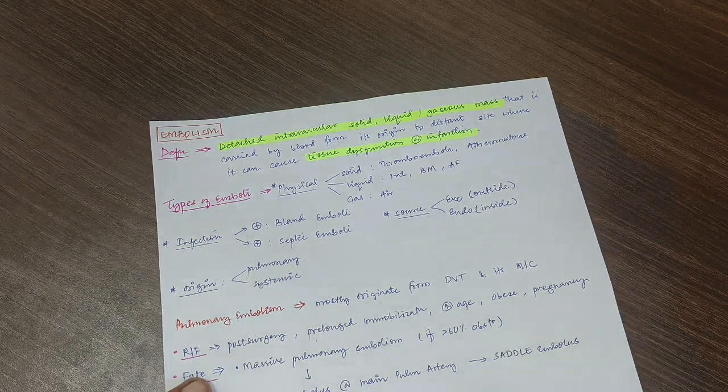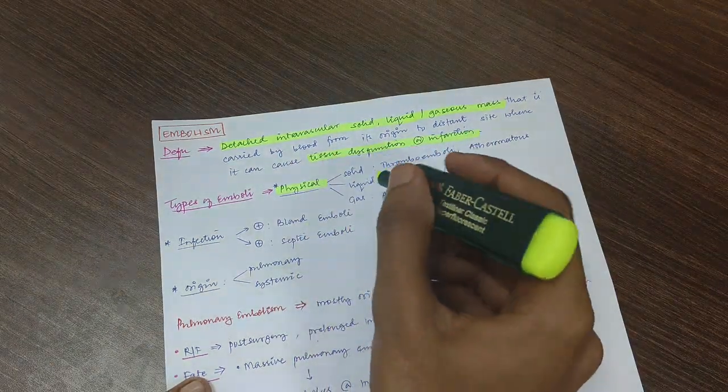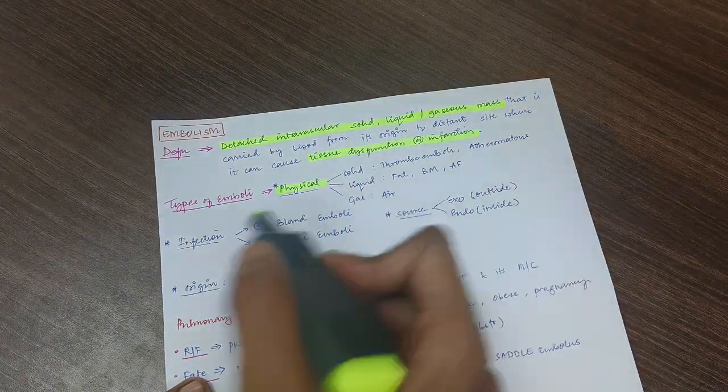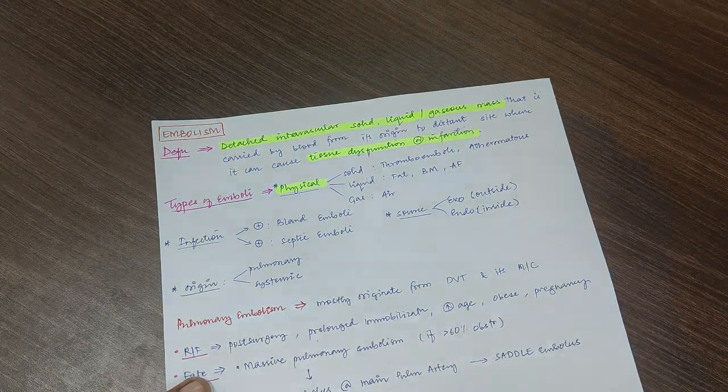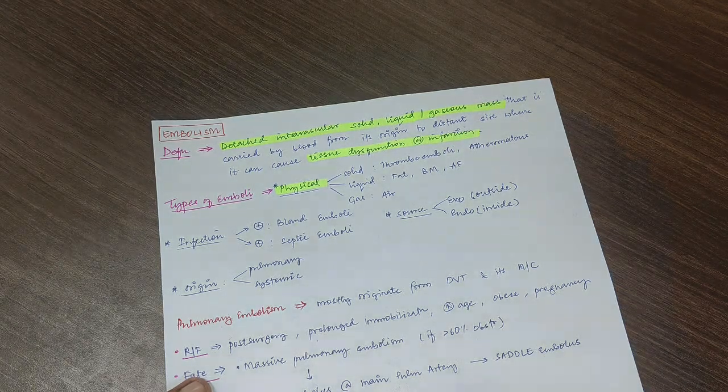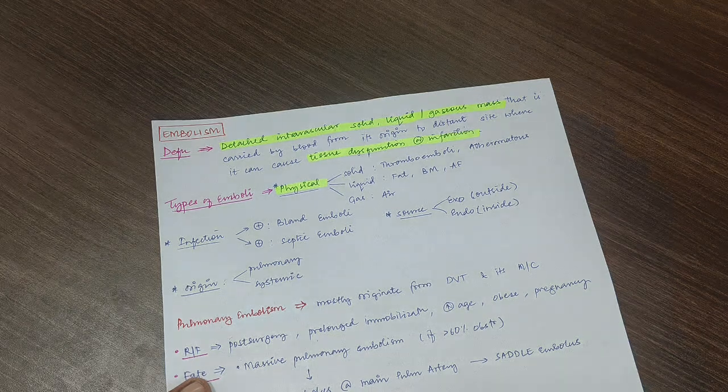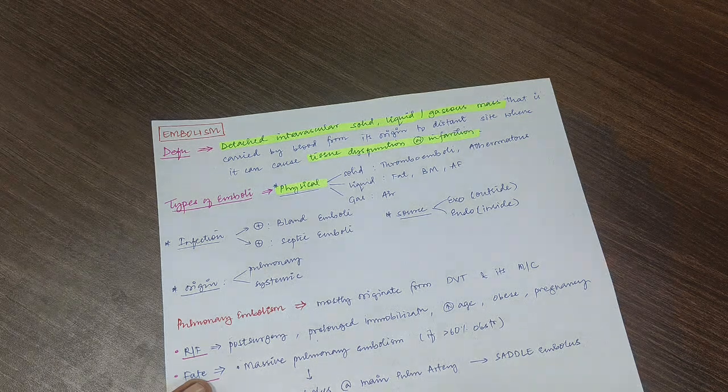What are the types of emboli? Based on the physical form, it is solid, liquid and gas. Solid, it is thromboemboli and atheromatous emboli. Sorry, liquid, it is fat, and bone marrow and amniotic fluid. Gas, it is air.